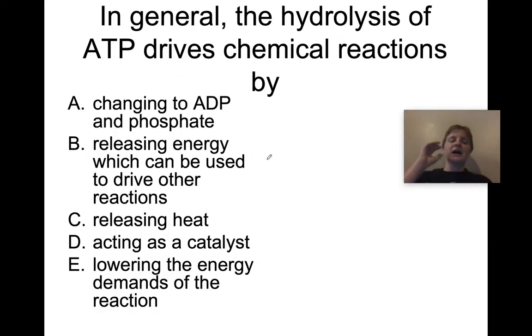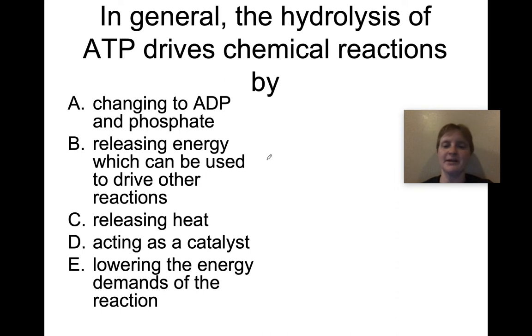In general, the hydrolysis of ATP drives chemical reactions by A, changing to ADP and phosphate. B, releasing energy, which can be used to drive other reactions. C, releasing heat. D, acting as a catalyst. Or E, lowering the energy demands of the reaction. So which one of these?